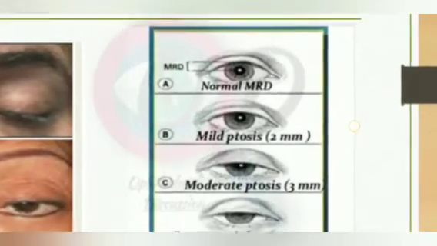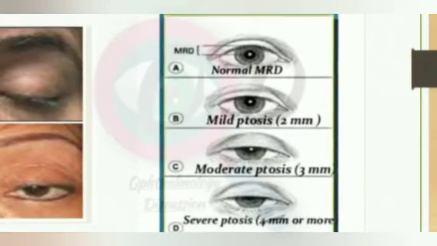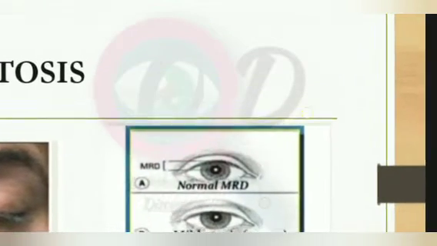Now the second image. What does this mean? MRD. MRD is marginal reflex distance. Why have I told you this at the start of the slides? Because this is necessary to understand ptosis. We will assess ptosis by this MRD. It is the distance between the pupillary reflex and the upper eyelid margin.